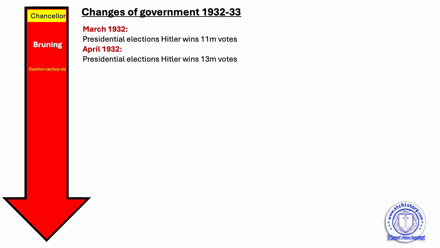There are 2 elections in March and April, so people are having to go out and vote for the presidential elections. Hitler wins 11 million of those in 1932 in March, and he wins 13 million in April. Hindenburg is re-elected because there was no majority in the first one, and then Hindenburg is re-elected in the second one. So within 4 months of 1932, we've had 2 elections, okay?